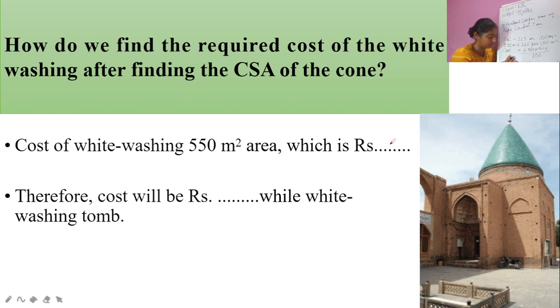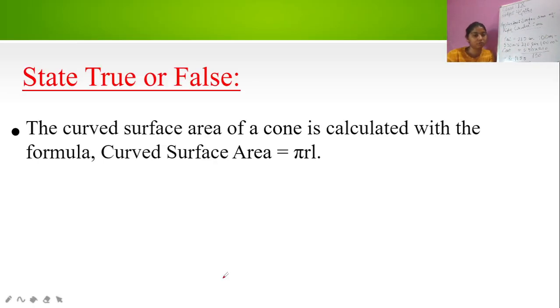So tell me the answer for this. How much cost is required for 550 meter square? Write down your answer in the comment box. So that is, we have 220 by 100, right? So we multiply with 550. Yes, we get around 1155. Okay, so students, please check your answer.